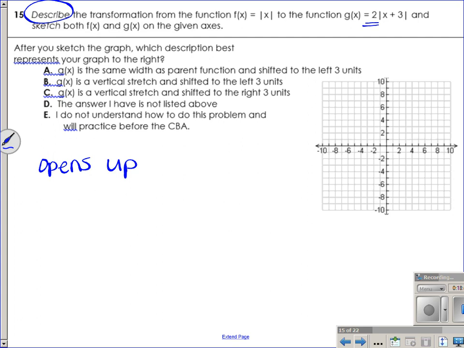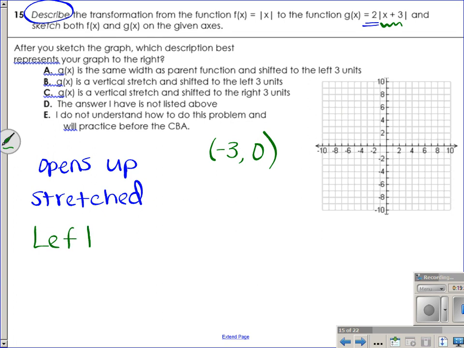And the 2, since it's greater than 1, means it's being vertically stretched. Okay? Something else is happening though, too. We have the x plus 3. And if it's attached to the x or if it's inside the bars, that is your horizontal shift. And remember, that's the one that's always opposite. So since it's plus 3, that actually means your vertex is at negative 3. And there's no plus or minus k at the end, so your vertex remains at 0. So I'm going to write down that the graph moves left 3. It does not move up or down.